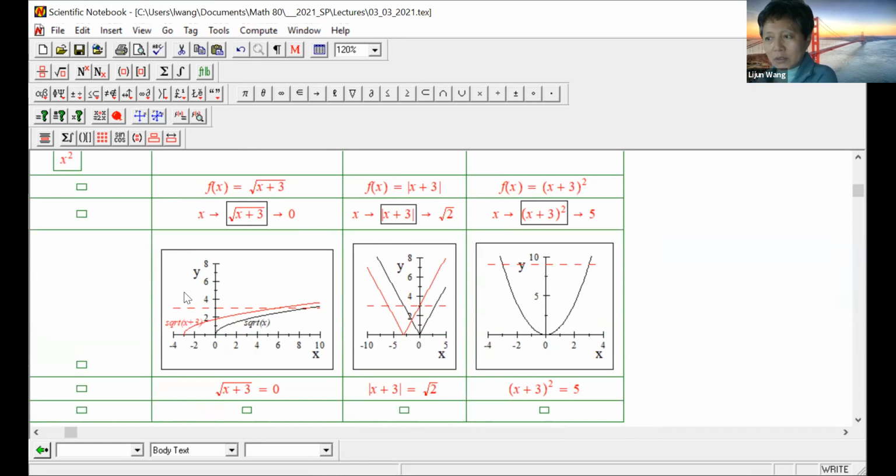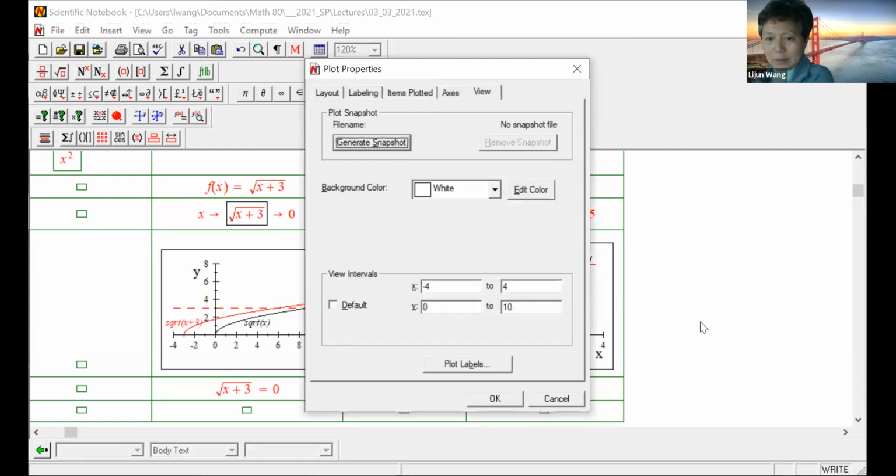So for x minus 3, it is shifted to the left. And this one is also shifted to the left. Do you guys see that? So in which direction will the last picture shift to? Left or right?